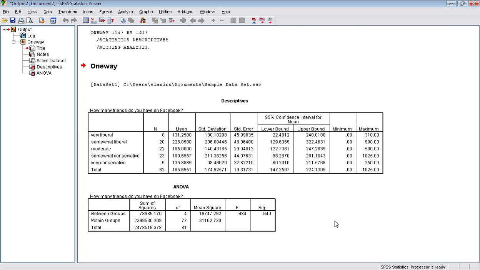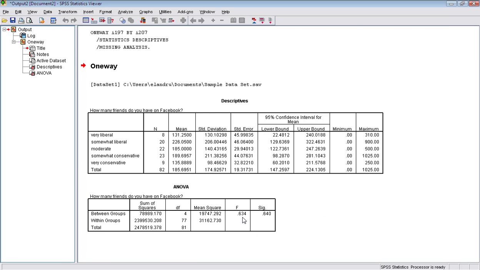Now, the other thing we're going to need to know before we write a sentence in APA format is, do we accept or reject the null hypothesis? Is there a significant difference, or are the differences due to random chance alone? If we go back and look at the means, we can tell that there's a difference. We can see a difference in the numbers of Facebook friends, ranging from very liberal folks having 131 on average to somewhat liberal having 226. So we know there's a difference, but the question becomes, is that a statistically significant difference? Could that happen by random chance alone, or are those differences so large that there's probably something going on there, and maybe this variable of political affiliation is affecting the number of friends one has on Facebook?